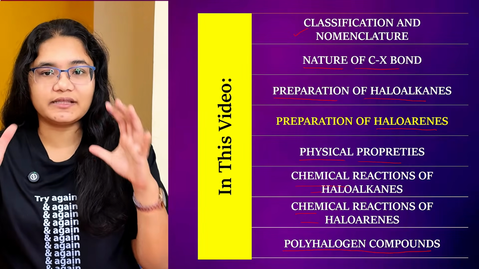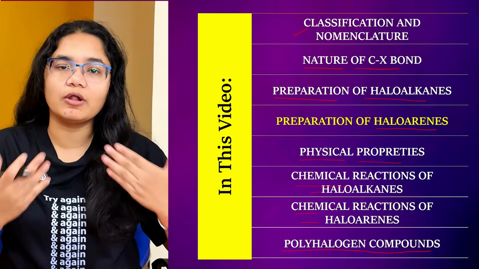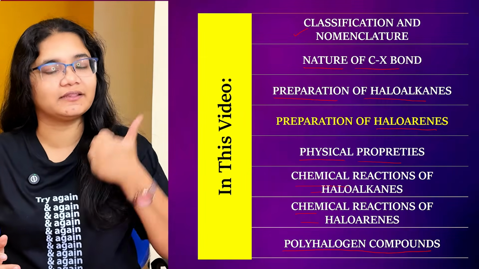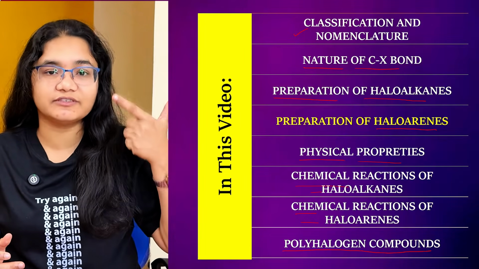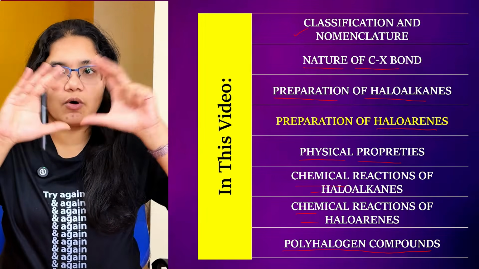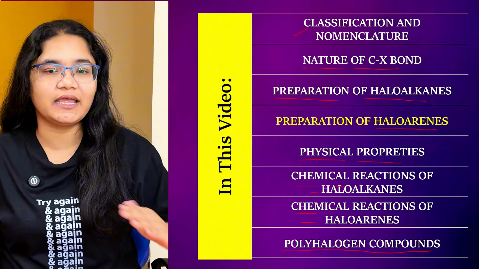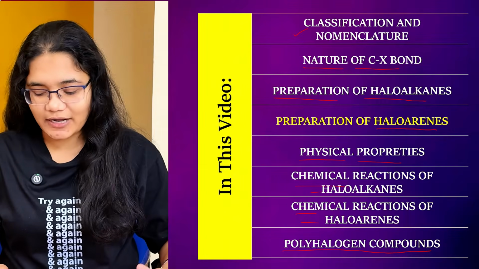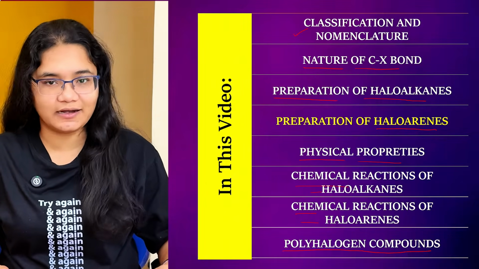So my dear children, this pattern you have to remember for all the functional groups. You have to study their methods of preparation, then the physical properties, and then the chemical reactions. If you understand that all the functional groups will be covered in this way, then you will have clarity. Okay, so let's get started with nomenclature and classification.